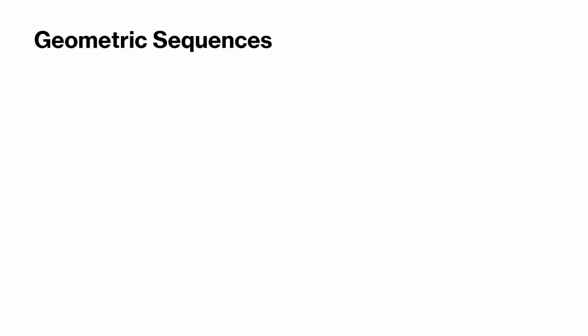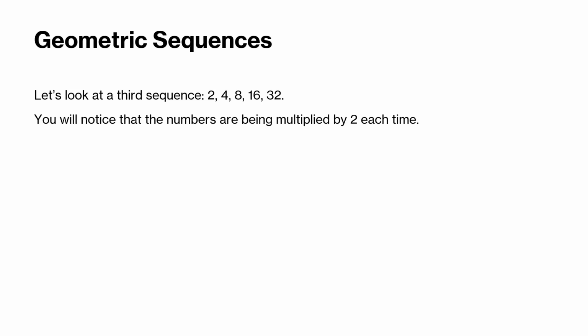Let's move on to geometric sequences. Let's look at a third sequence. 2, 4, 8, 16, and 32. You'll notice that the numbers are being multiplied by 2 each time. So 2 multiplied by 2 is 4, 4 multiplied by 2 is 8, and so on.